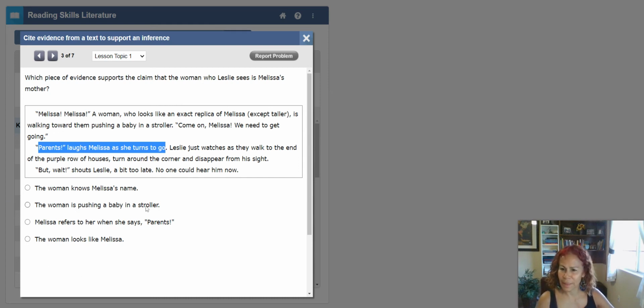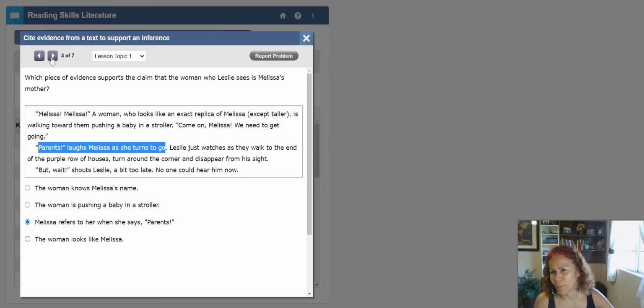The woman knows Melissa's name. The woman is pushing a baby in a stroller. That's not how I know it's a mother. Melissa refers to her when she says parents. Yeah, that's the answer. The woman looks like Melissa. Well, she could look like Melissa if this is a sister, but not necessarily. That's not necessarily the case in here. She knows it's the mother because she says parents, right?